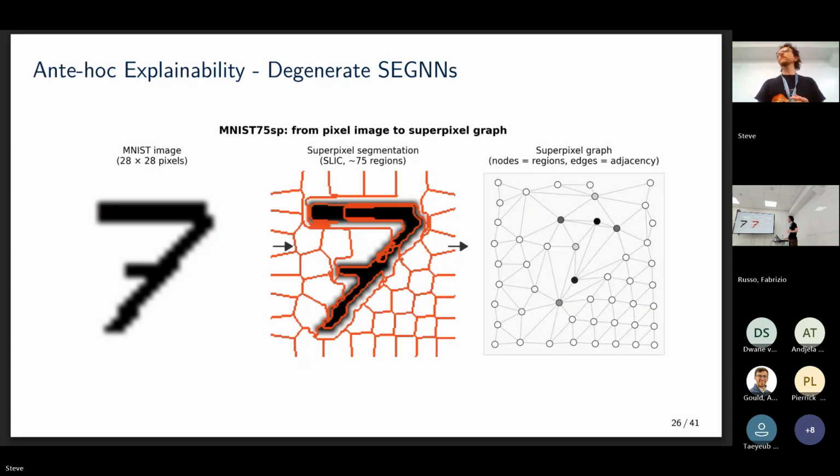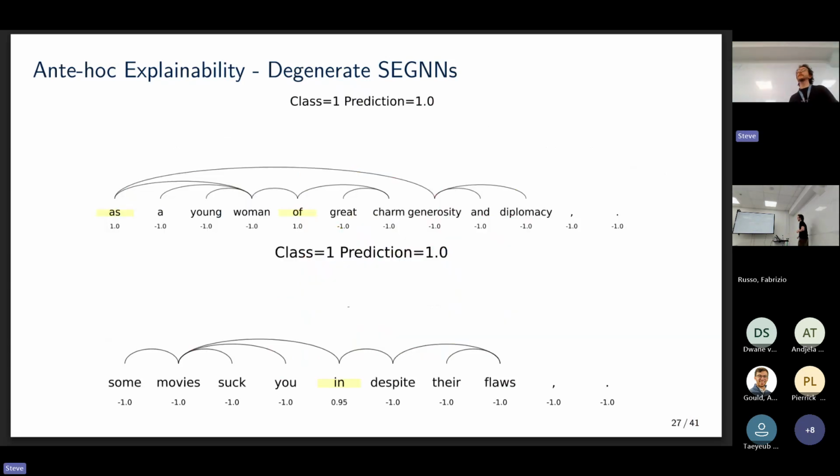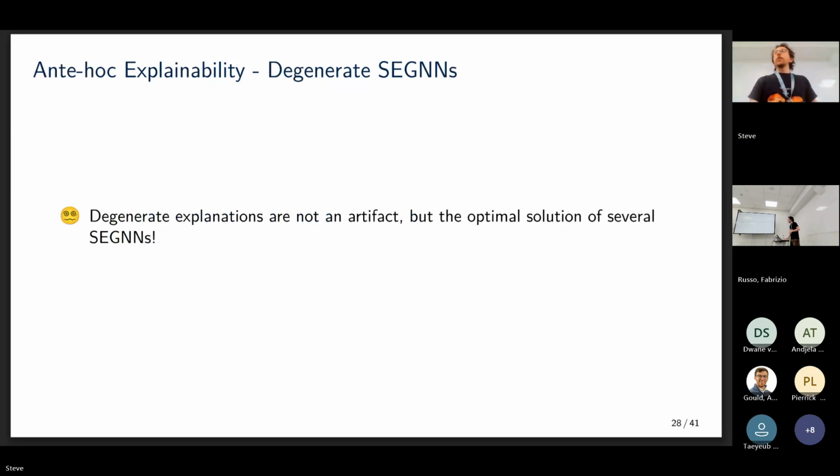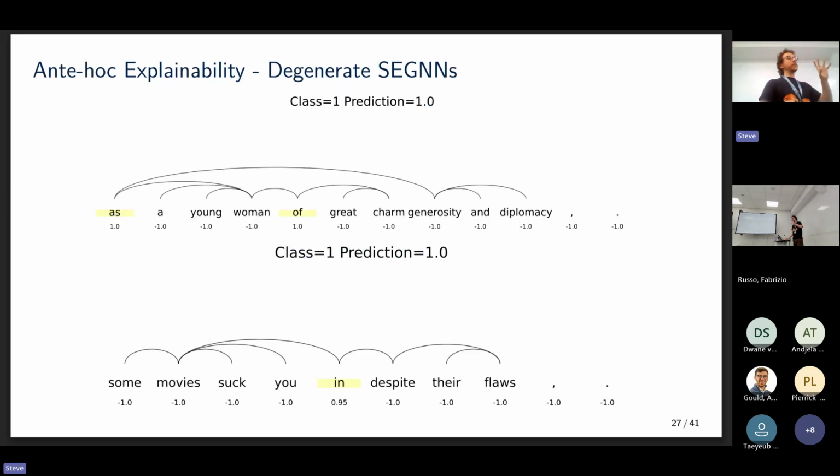Another example is sentiment classification of tweets. In this case, the SCGNN is achieving a very high accuracy while providing stop words as an explanation that again do not carry any semantic information, any sentiment information. Okay, so in this part, we saw that there is this problem and it can happen in practice.